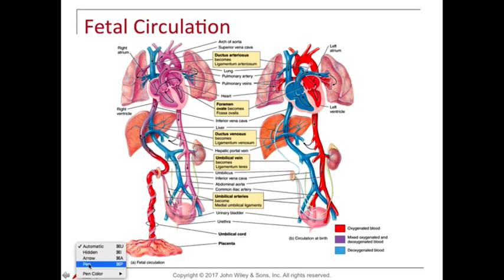Fetal circulation, just wanted to show you here between the right atrium and left atrium, there's a foramen ovale, which becomes the fossa ovalis. You can see it's opened right there. It's not closed here. And then you'll see the ductus arteriosus, which becomes the ligamentum arteriosus. And it's this connection here.